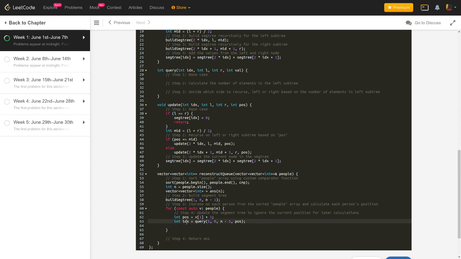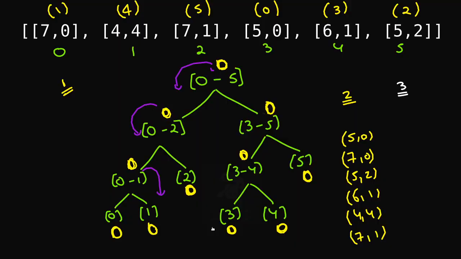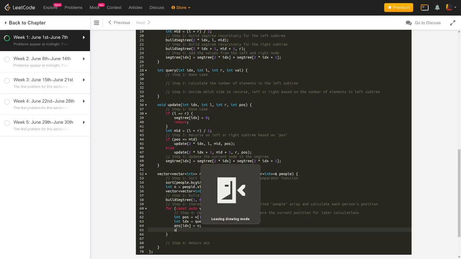Once I have this index, what I need to do is I need to put this element v at this corresponding index in my answer array. So that's what I'll do. Answer of index is going to be v. That's it. Once I've done that, the next thing is, so once I've put this 4 comma 4, or once I've put this 5 comma 2, or once I've put this 5 comma 0, or any element, I need to make that particular index as 0. And that's what we do with the update thing.